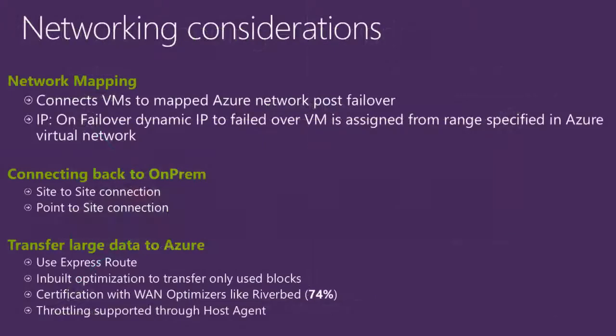Some of the considerations about networking are listed here. For example, we connect VMs to the mapped network. We assign IPs. For connecting back to on-premise, there are two options you have. One is a site-to-site connectivity connection, which Azure provides, which is basically in case you have two sites and the first site goes down, you move your workloads over to Azure, but the other site continues to access those workloads using site-to-site connectivity. At the same time, if you have a laptop which is connecting to the corporate network using a VPN, it could use a point-to-site connectivity connection, and I'll show you how that can be done as well.